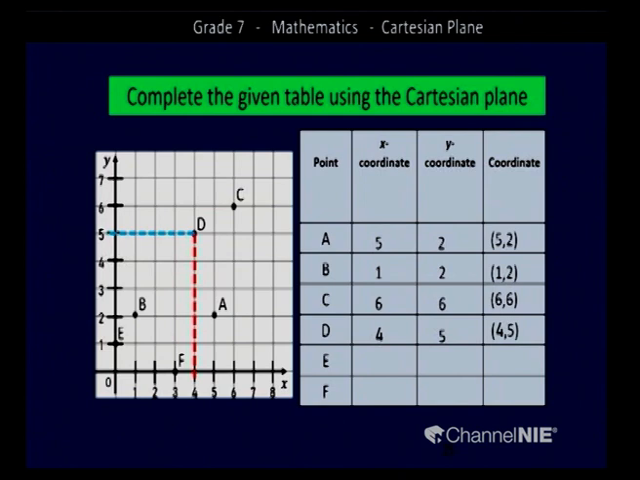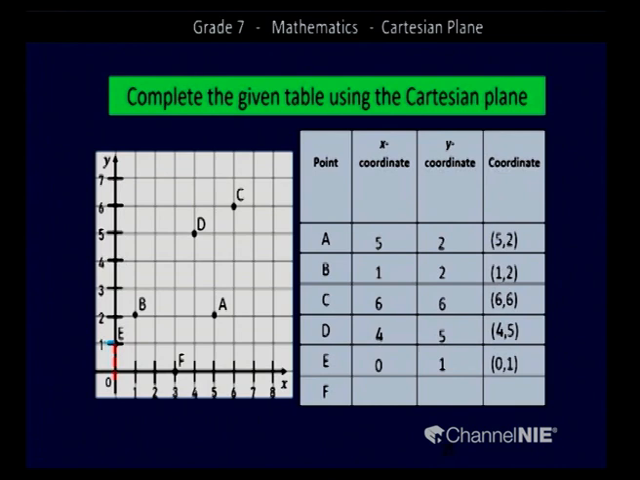Right. Next we will move on to point E. Once again I am going to draw a perpendicular from point E to the x axis to get the x coordinate, and I can say the x coordinate of point E is equal to 0 and the y coordinate of point E is equal to plus 1. Therefore, the coordinates of point E can be written as (0, plus 1).